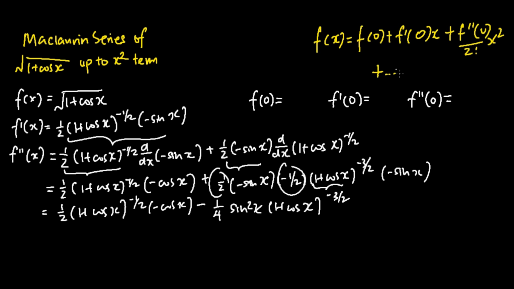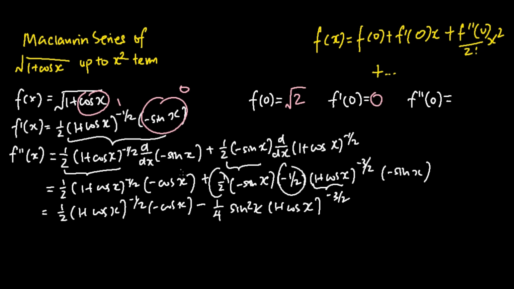Okay, so we next evaluate what is our f(0). That means substituting x equals 0 into f(x). Cosine 0 is 1, so we get f(0) as square root of 2. f'(0) is basically substituting x equals 0 into f'(x). We know this is 0 because sine 0 is equal to 0, and anything times 0 is equal to 0, so we have f'(0) as 0.